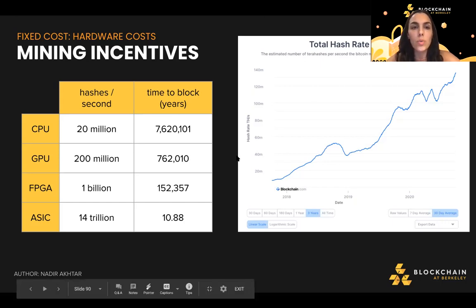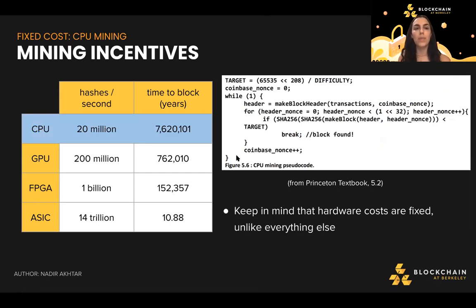So this first one, CPU, is like the pioneer hardware. This is what Satoshi directly references in the Bitcoin white paper, one CPU, one vote. That was the vision for Bitcoin. As we can see, the hardware has developed a lot further than just CPUs, but this would take 7,600,020,101 years to mine a single block, just probability wise, if you were to use a CPU to try to find the nonce on the Bitcoin network.